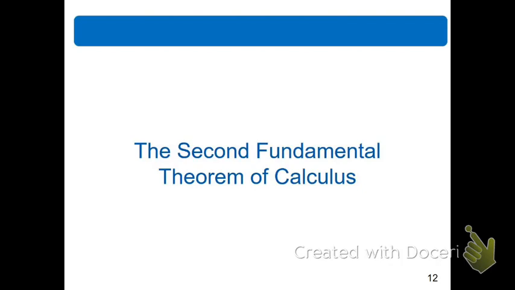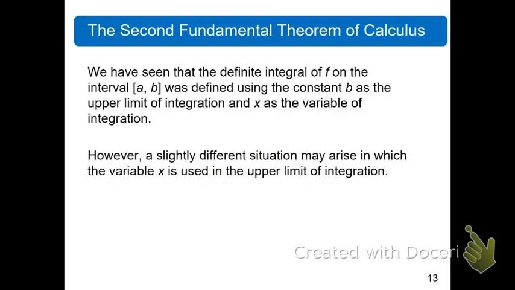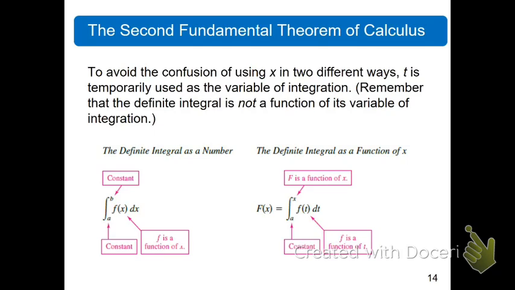But before that, let's go through the second fundamental theorem of calculus. Alright, so we have seen that the definite integral of f on the interval a to b was defined using the constant b as the upper limit and so forth. Now, what we're going to see here is the second fundamental theorem of calculus is saying that we have the region from a to b. And then you have the function.